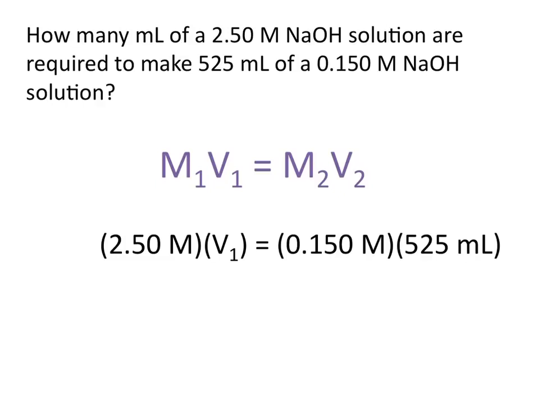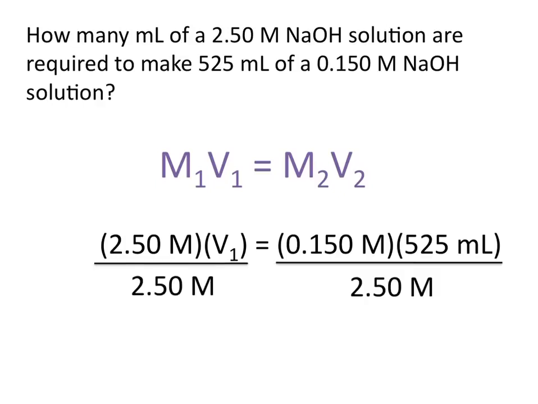In order to solve for the volume of our first solution, we need to divide each side by 2.5 molar. This allows units of molar to cancel out. And we're left with the volume of our 2.5 molar solution required to be equal to 0.150 times 525 divided by 2.5. And because the units of molar canceled out, we're left with units of milliliters. So the volume of 2.5 molar NaOH required in this problem is 31.5 milliliters.